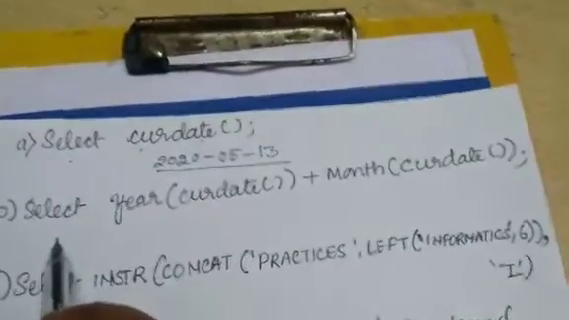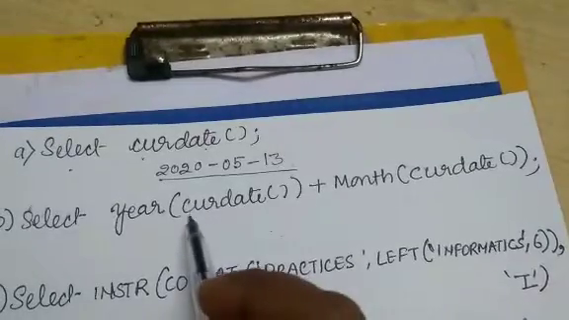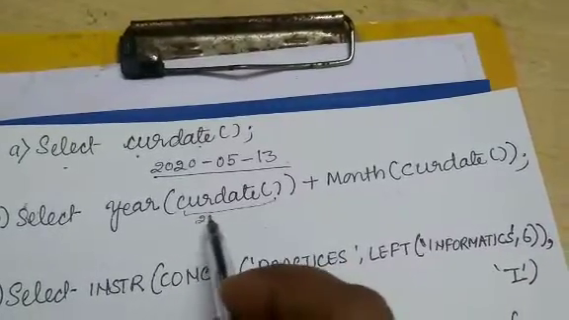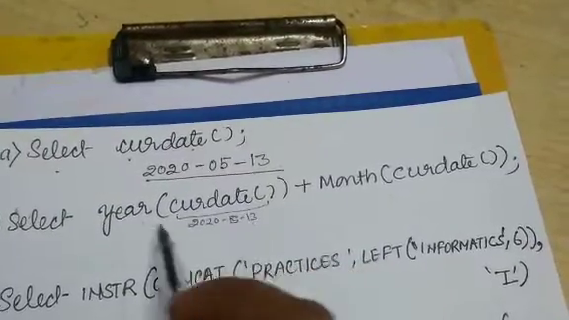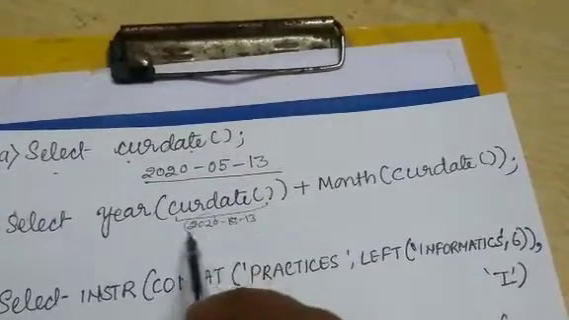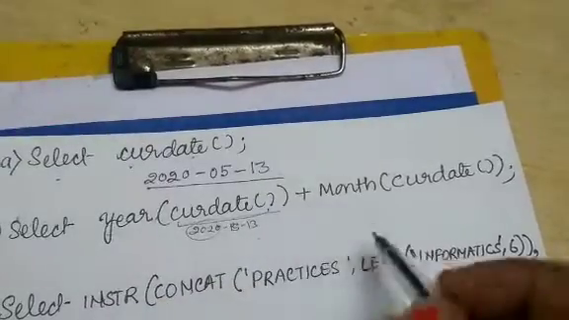Now next is select year of current date. Now what is the current date? Current date is 2020-05-13, and year extracts the year part. So this answer will be 2020.